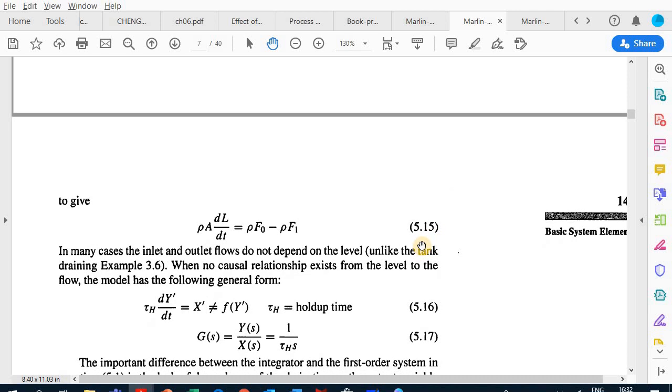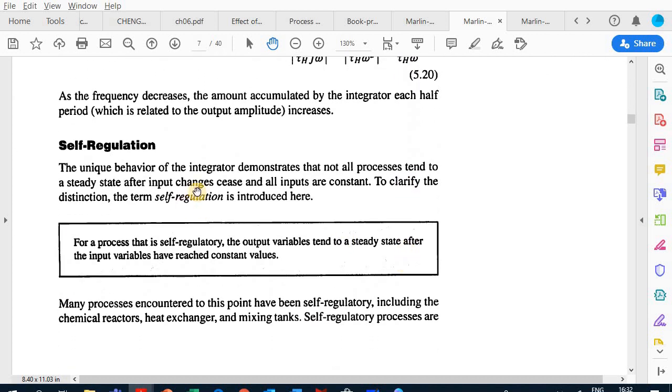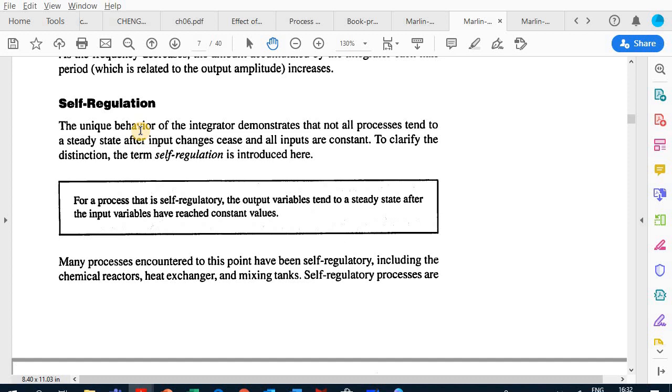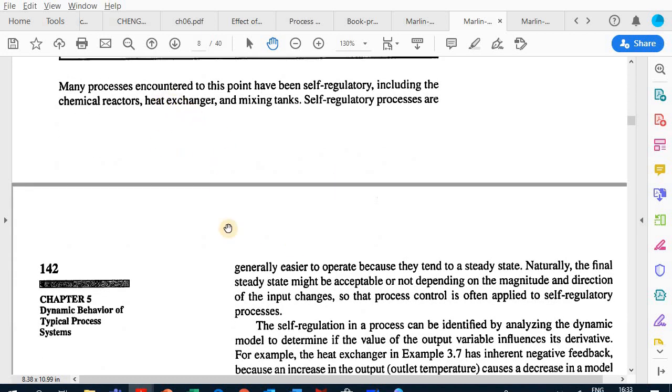If you go to the integrator, we said that we will have an integrator if you have what? If you have a pump at the exit, and this is what you're going to get with a pump at the exit. Self-regulation process, that means there's a process which is controlling itself without a controller, which means for a process that's self-regulatory, the output variables tend to a steady state after input variables have reached a constant value. So it will go to a new steady state value. Okay, so this is called self-regulatory.